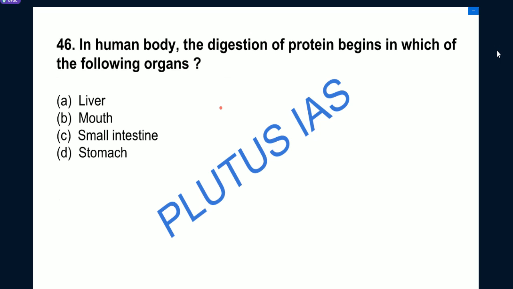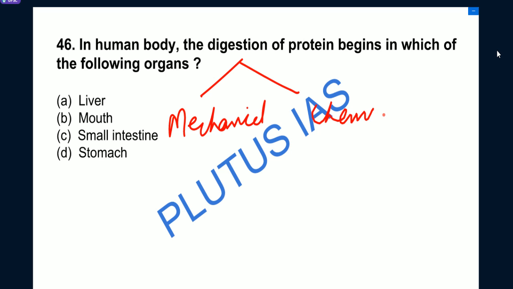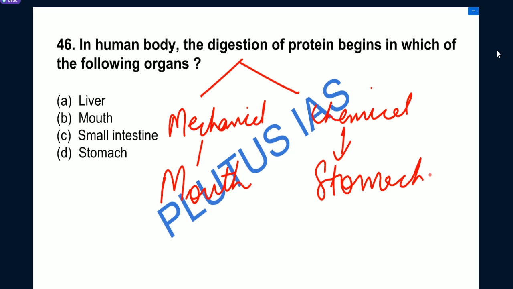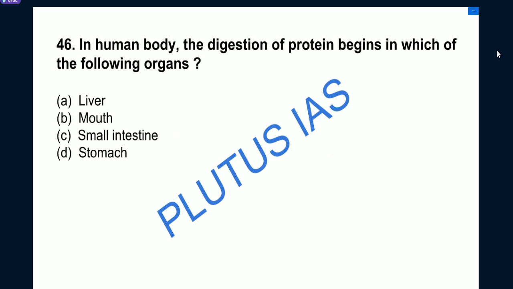Question number 46. In the human body, the digestion of proteins begins in which of the following organs? Digestion is of two types: mechanical digestion and chemical digestion. Mechanical digestion begins in the mouth and continues in the stomach and small intestine as well, while chemical digestion starts in the stomach and ends in the small intestine.